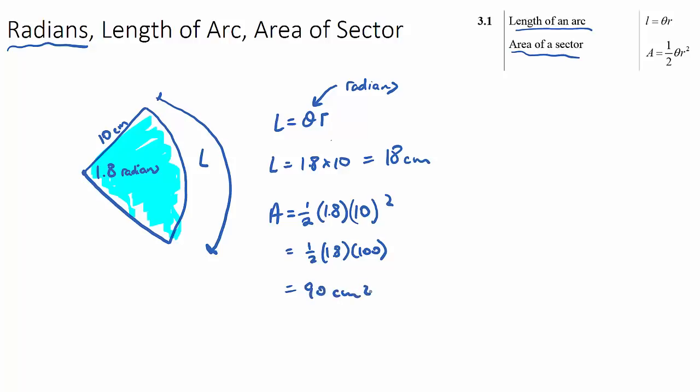Okay, so that's a bit of an introduction. The length of an arc, we can use this formula. The area of a sector, this formula here. Theta is in radians, and hopefully now you know what a radian is. It's a measurement of an angle, but it's different to degrees. It's all to do with lengths of arcs divided by the radius. Okay, good luck.